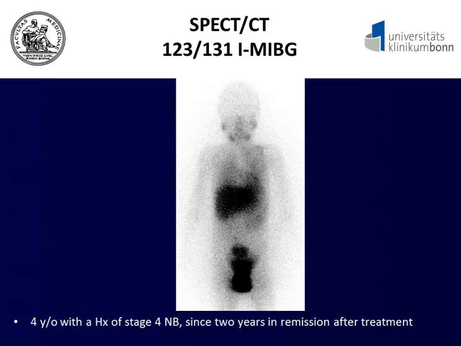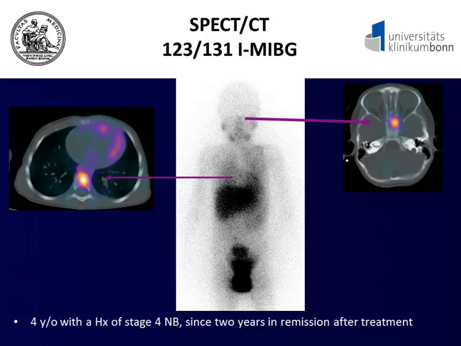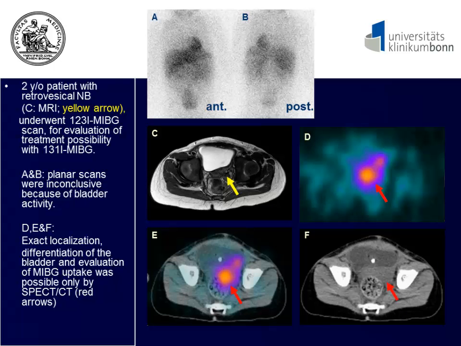Another example, a 4-year-old patient with a history of stage 4 neuroblastoma. Since 2 years in remission after treatment, he performed this scan as a follow-up scan, and actually you can't see any real suspected lesion, but in the SPECT CT you find here one bone metastasis. Also here, a sphenoidal bone metastasis. In the planar scan, it's not easy to evaluate this region. A lot of patients show accumulation in the nose region, and in this regard, the patient had a recurrence.